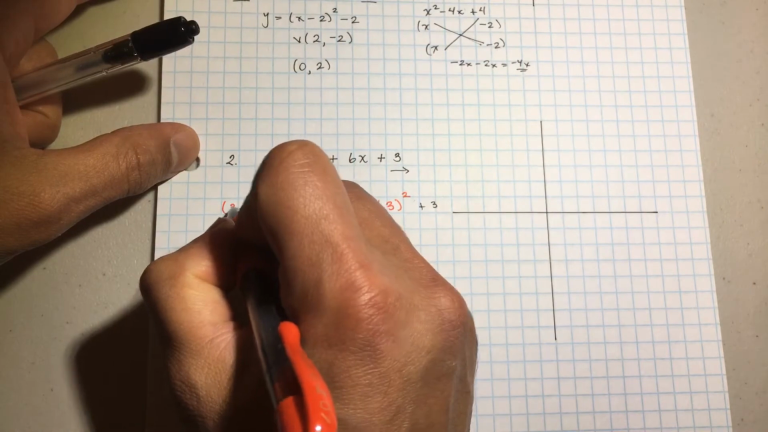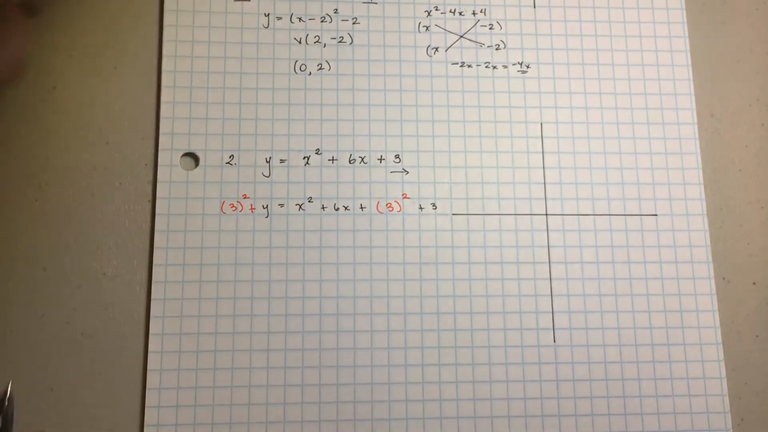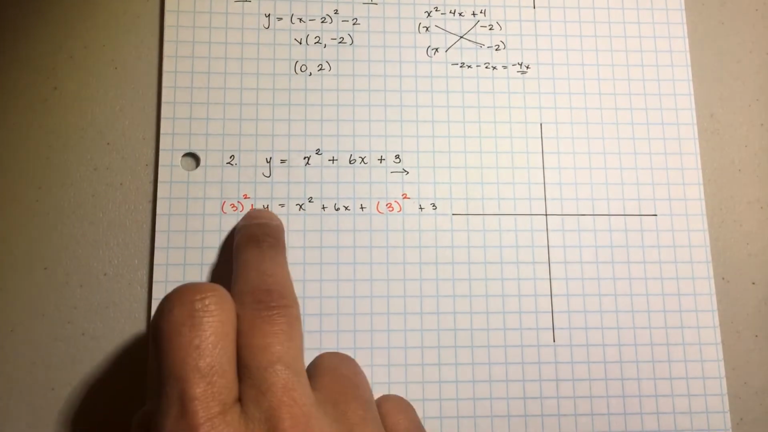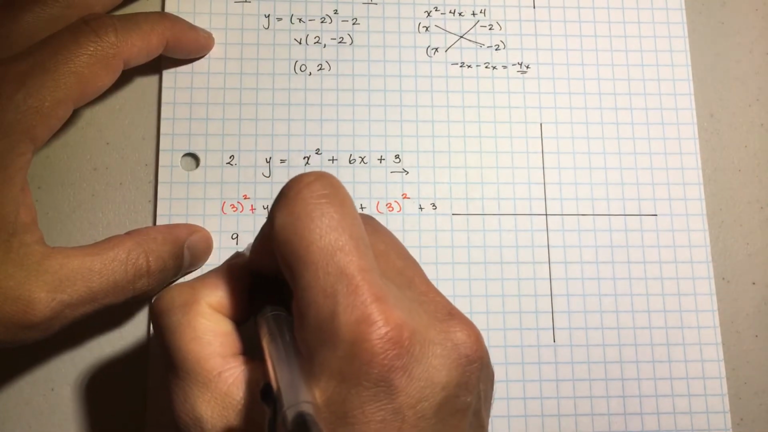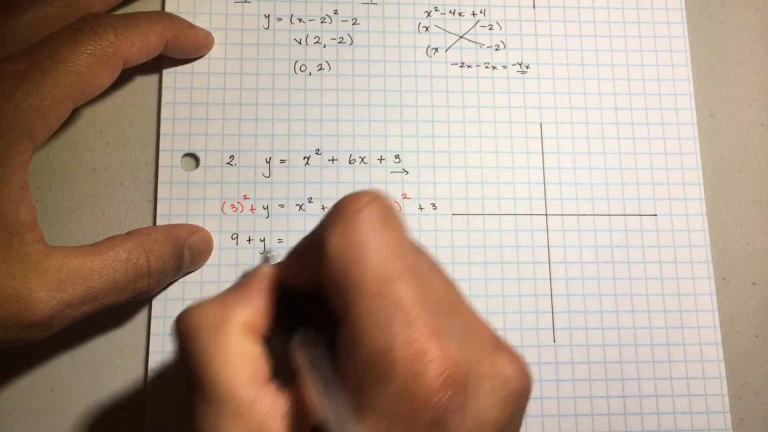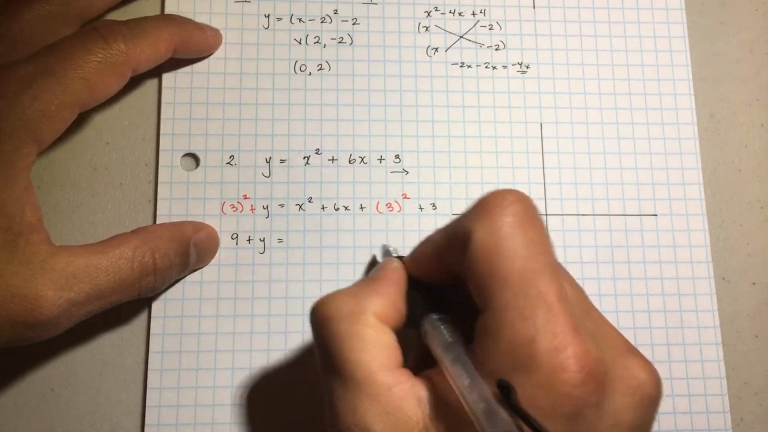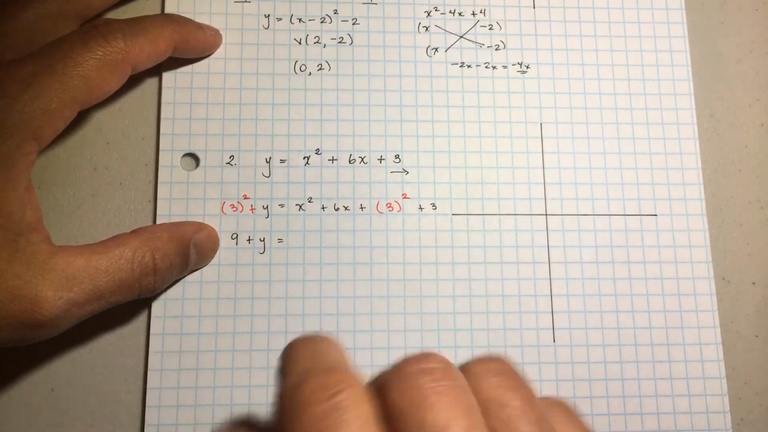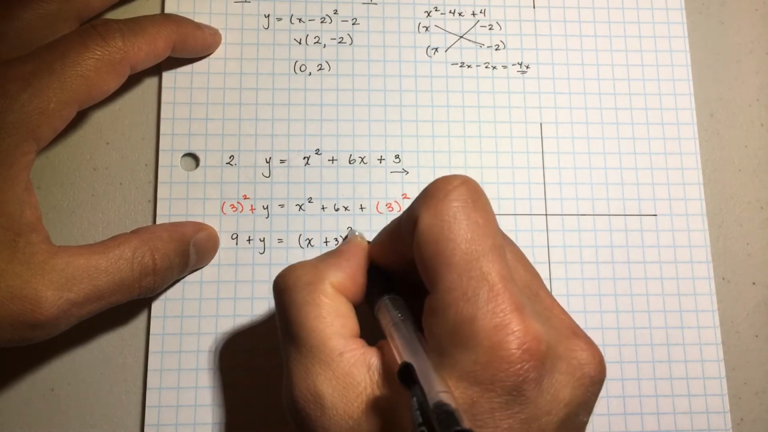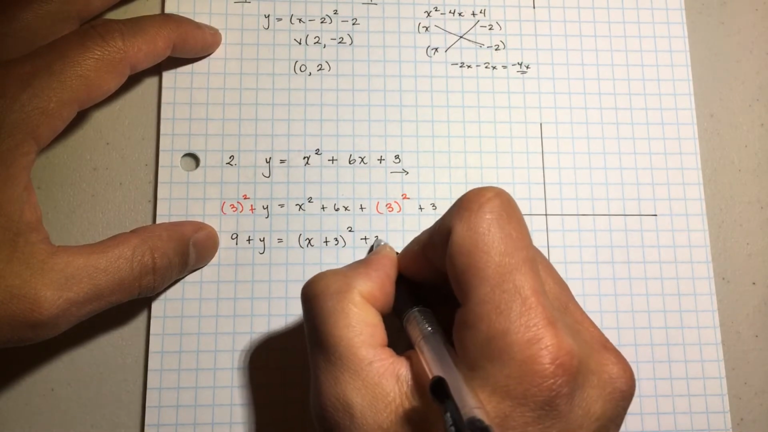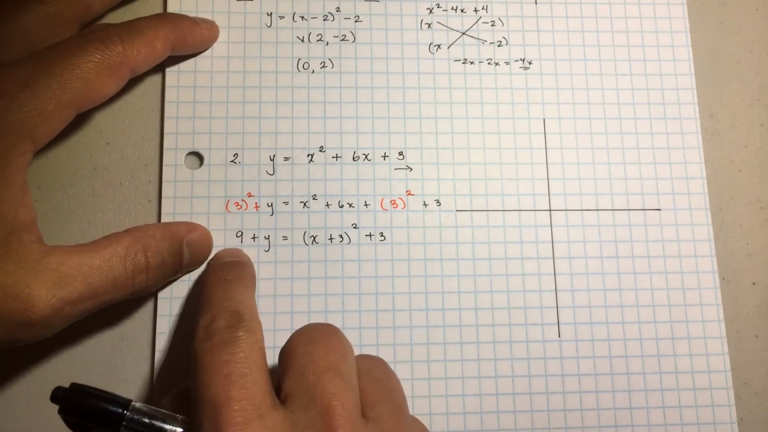Y tenemos, acuérdense que mantener balance, entonces lo que agrego a la derecha se tiene que agregar a la izquierda. Entonces 3 al cuadrado, cuidado, es 9, no es 6. Now be careful, 3 squared is 9, not 6. Now once I get to here, I can just go ahead and solve it. X plus 3 squared plus 3. Now all I got to do is subtract the 9.